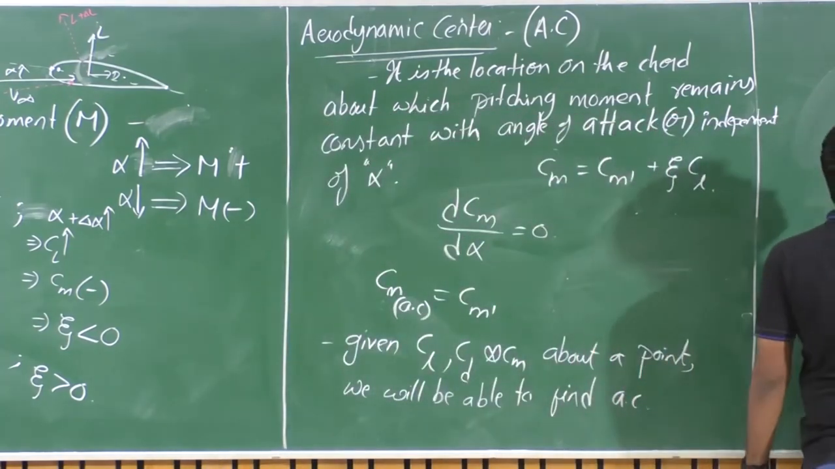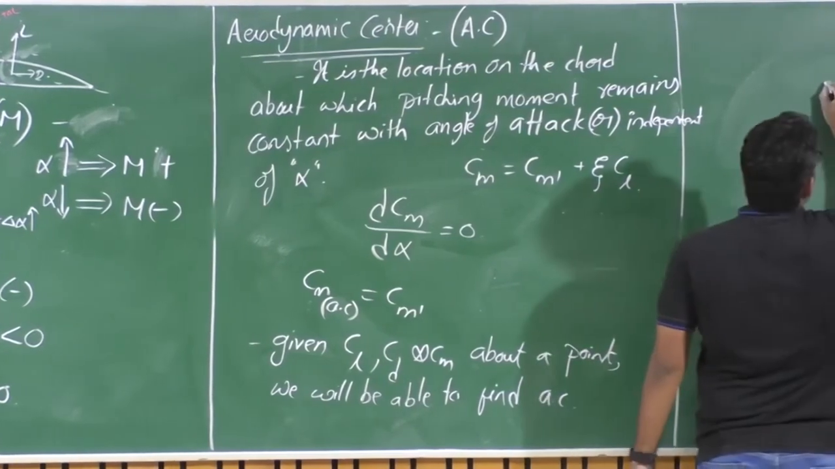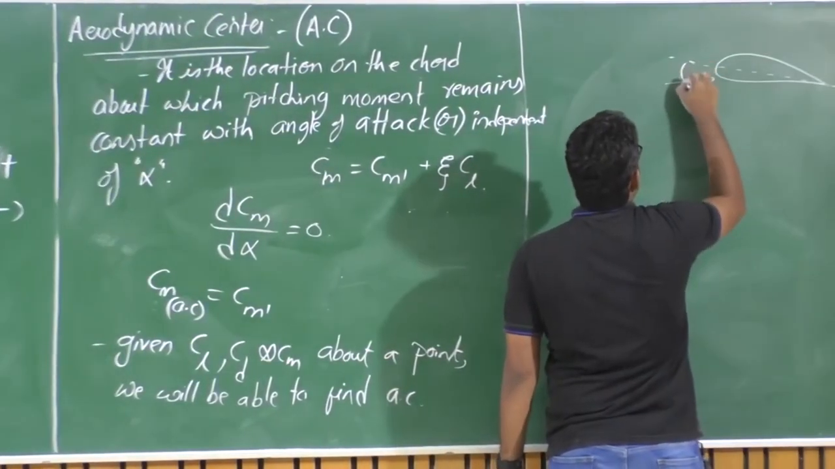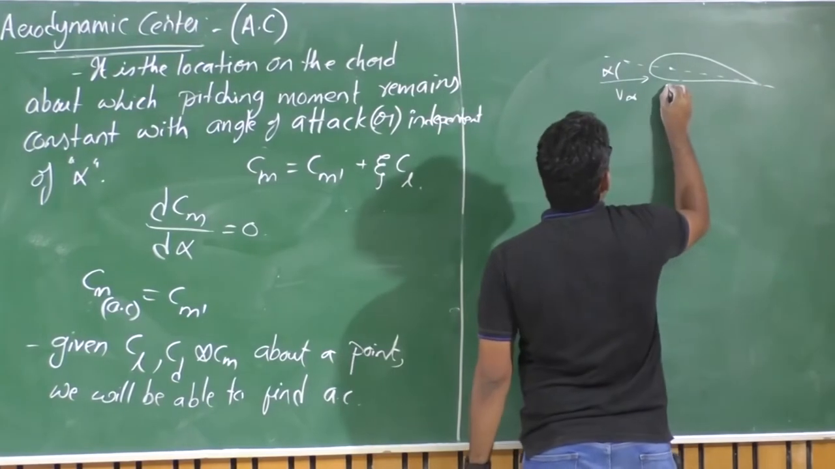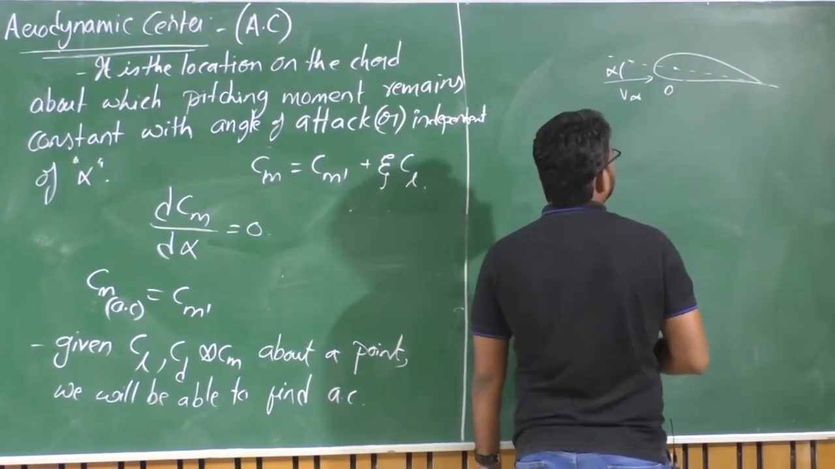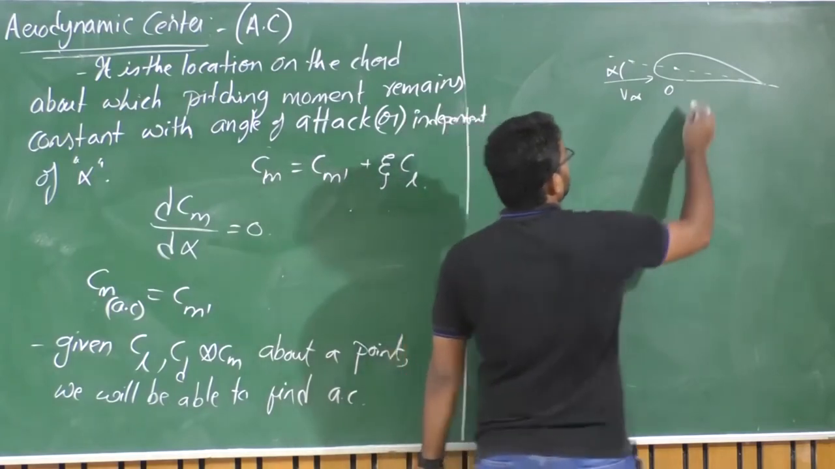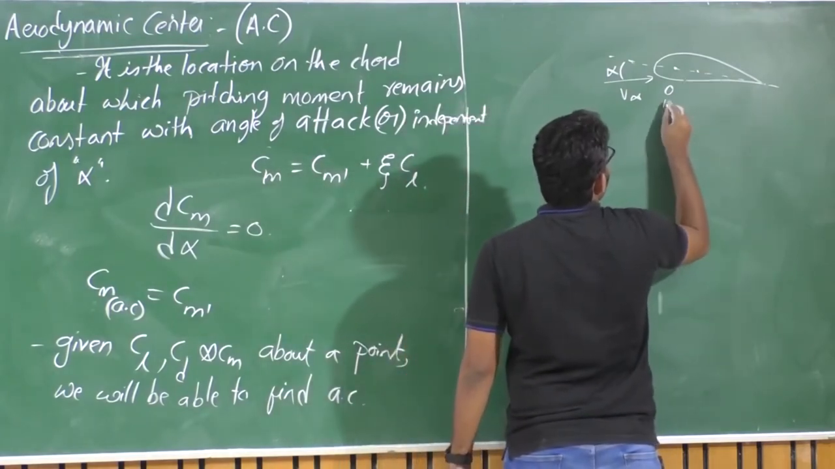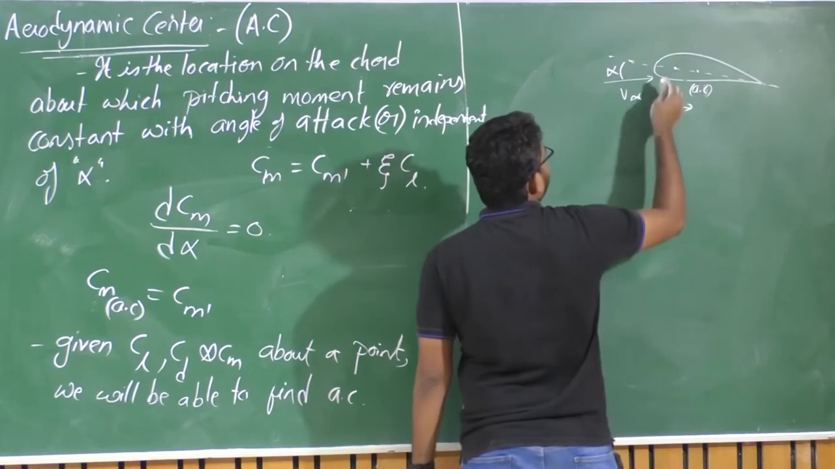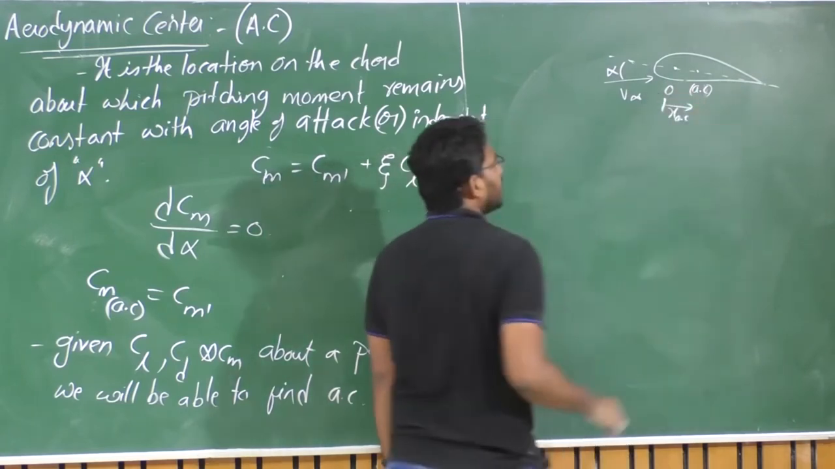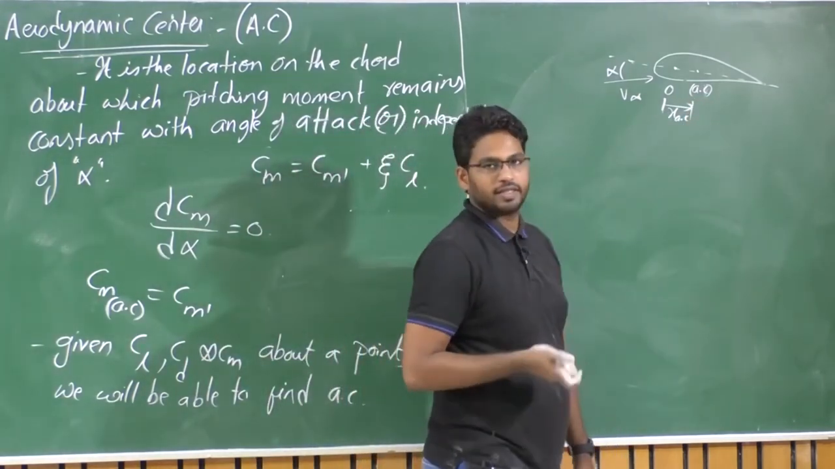So what do you mean by that? Let us consider an aerofoil at an angle of attack alpha. Let us say with respect to point O, I know what CL, CD and CM are, right? And say there is an aerodynamic center AC. Let XAC be positive behind point O, right? So let us say the offset between the aerodynamic center and O is XAC, right?